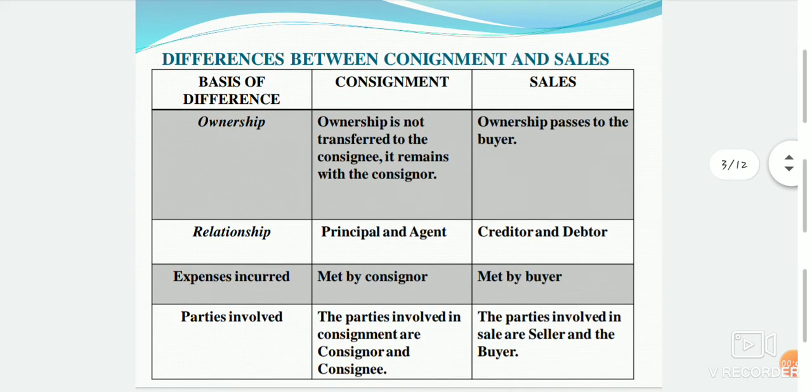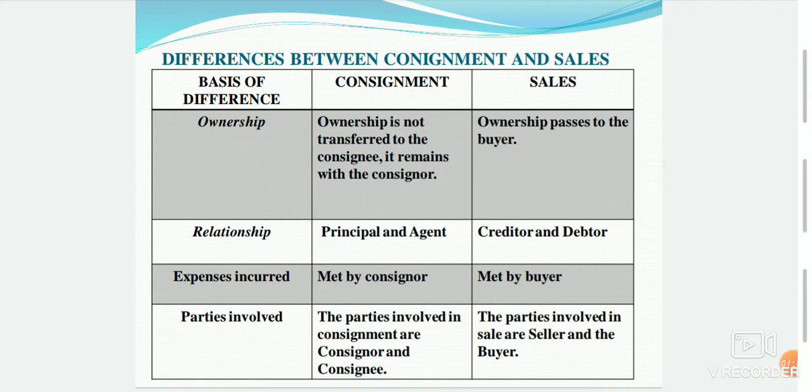The next, differences between consignment and sales. The first one, ownership. In consignment, ownership is not transferred to the consignee. It remains with the consignor. The legal ownership of the goods is not transferred to the consignee, it is only for the consignor. In sales, ownership passes to the buyer. In sales, ownership of the goods is transferred to the buyer, not the seller.